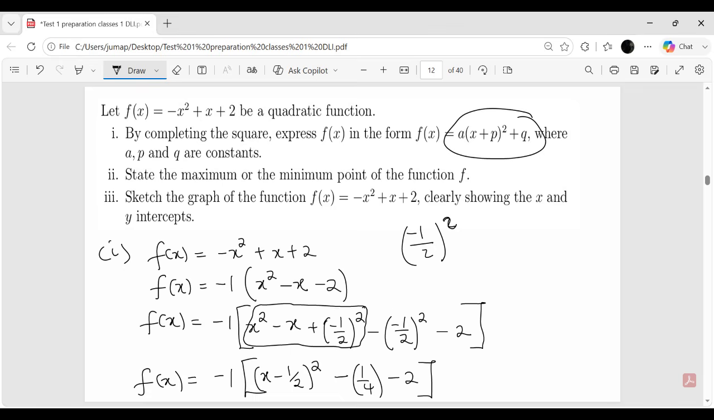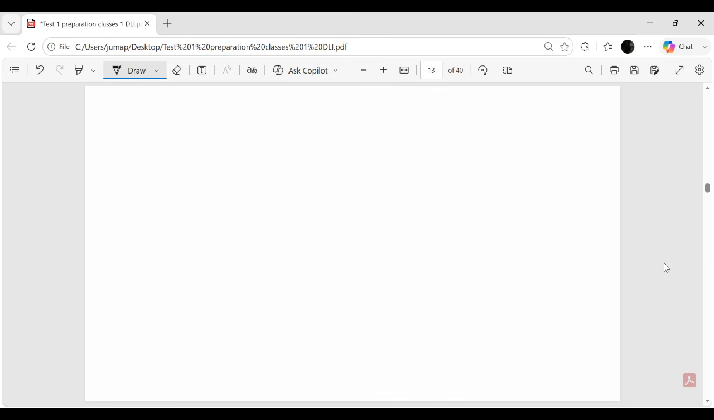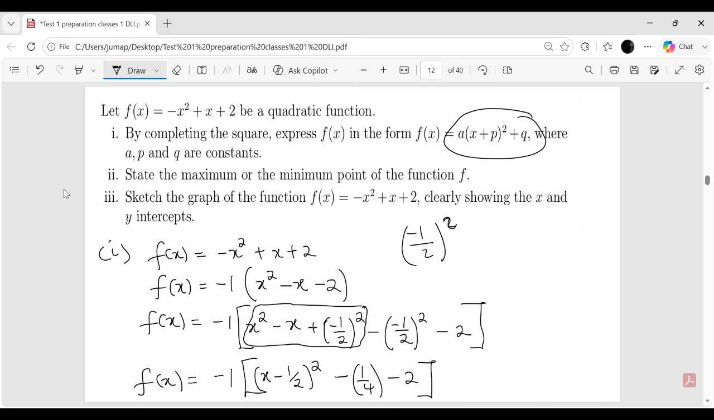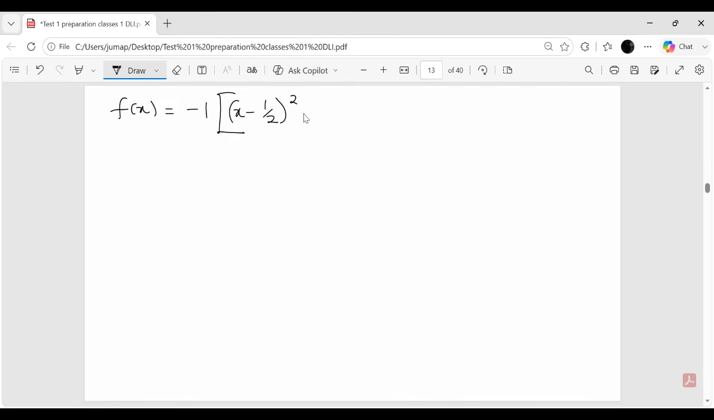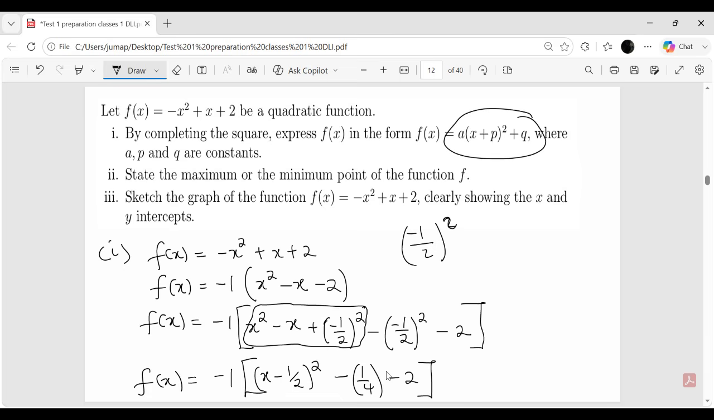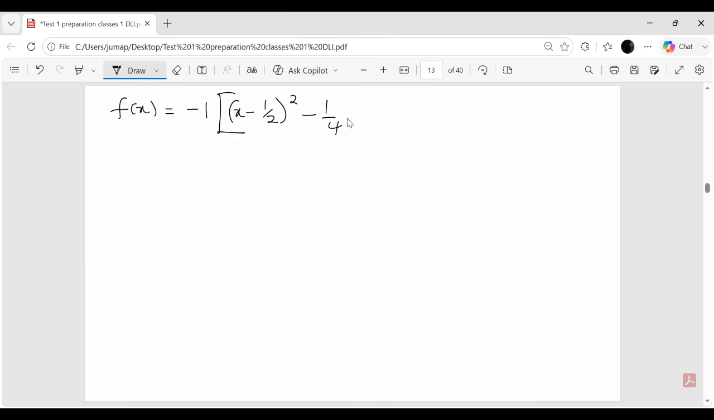Yes, sir. Okay. So I'm going to say that f of x is equals to negative 1, open brackets. I have x minus 1 over 2 squared. Then I have the negative. You've seen this negative. It will multiply. It was here. It's going to multiply with a 1 over 4. It's going to be minus 1 over 4. Then here I have minus 2, meaning that it's going to be minus 2. Yes, you are free to ask.